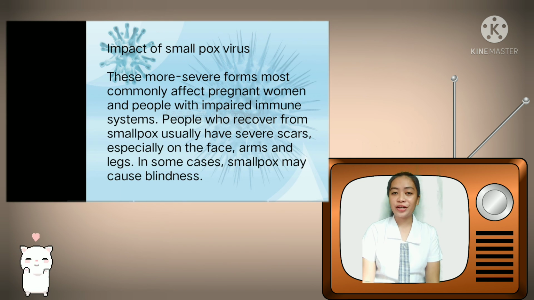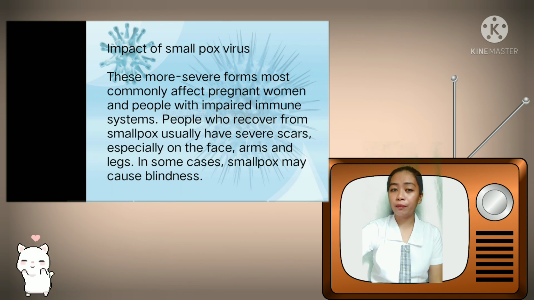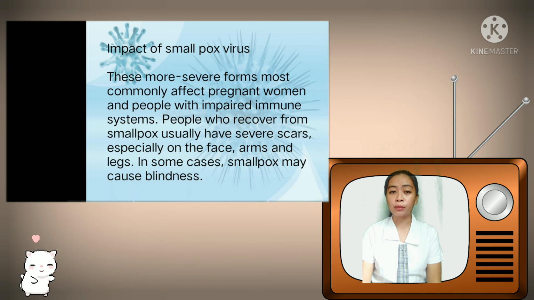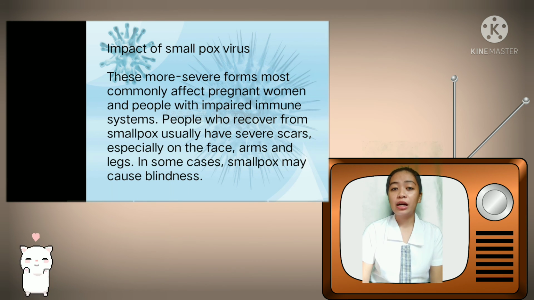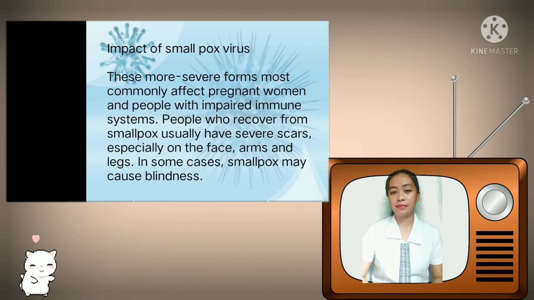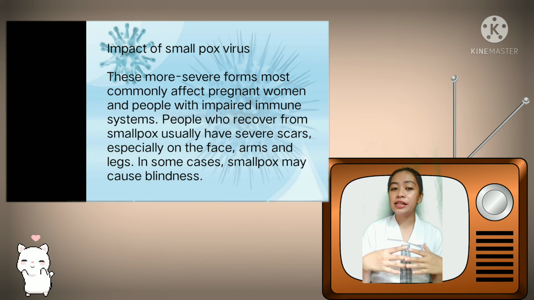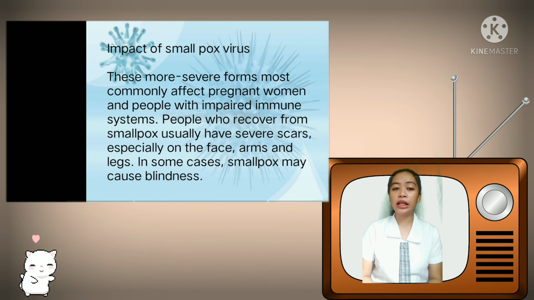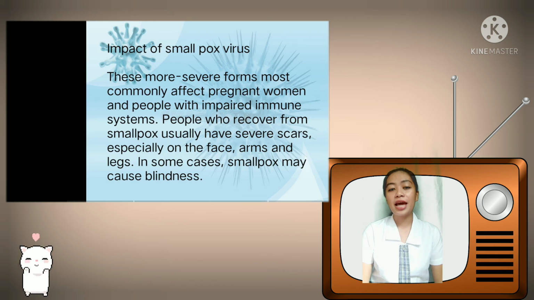Most people who get smallpox survive. However, a few rare varieties of smallpox are almost always fatal. These more severe forms most commonly affect pregnant women and people with impaired immune systems. People who recover from smallpox usually have severe scars, especially on the face, arms, and legs.